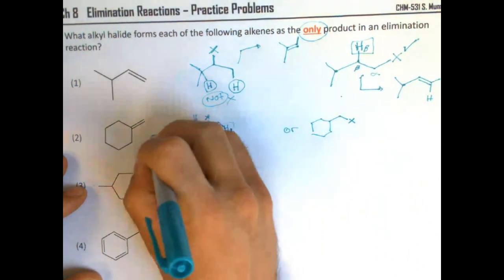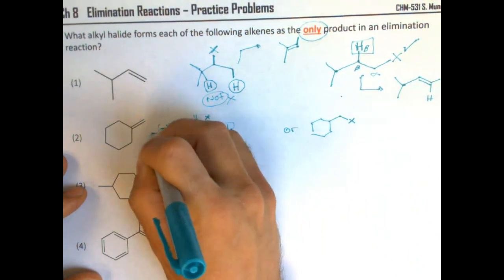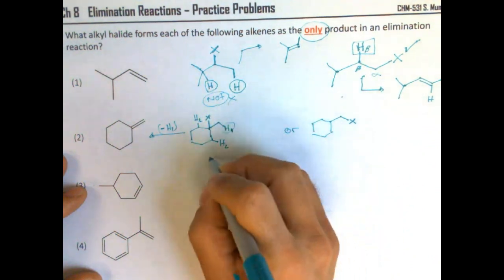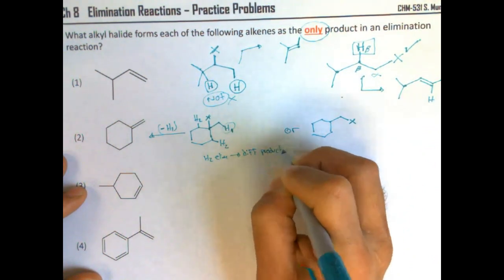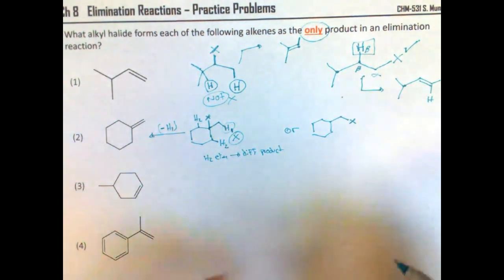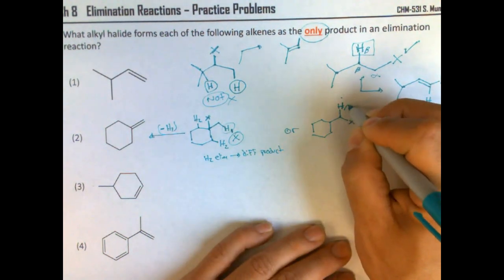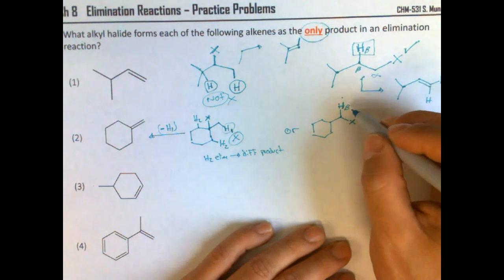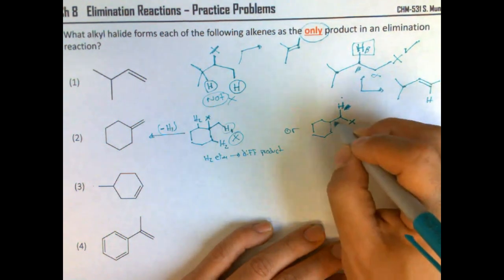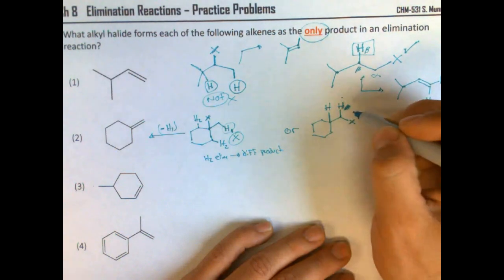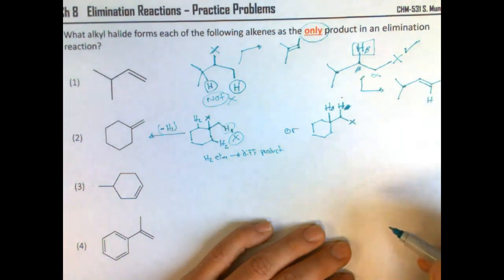So H1 will give us that. But as soon as we start removing H2, elimination of H2 will give a different product. And so this would not be the correct answer. However, in this other case, now we have only one beta hydrogen. Sorry, it's not that, the hydrogen we need to remove, but this one right here. This is not a beta hydrogen. This one is the beta hydrogen.